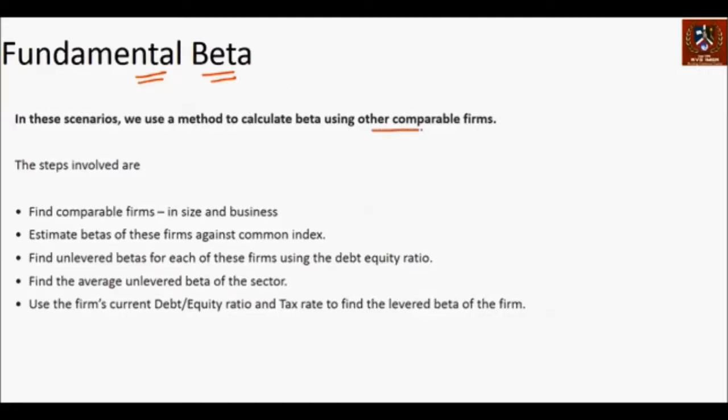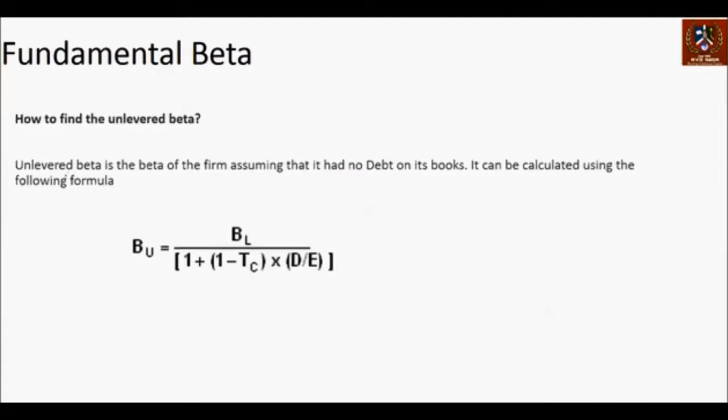We use other comparable firms. So what do we do? We find comparable firms in size and business and estimate the beta of these firms. This beta is done using historical prices. So you find 3 or 4 comparable companies and you find their beta. Then you try and find what is called unlevered beta for each of these firms. What is unlevered beta? Unlevered beta is the beta of the firm assuming that it had 0 debt on its books, no debt on its books.